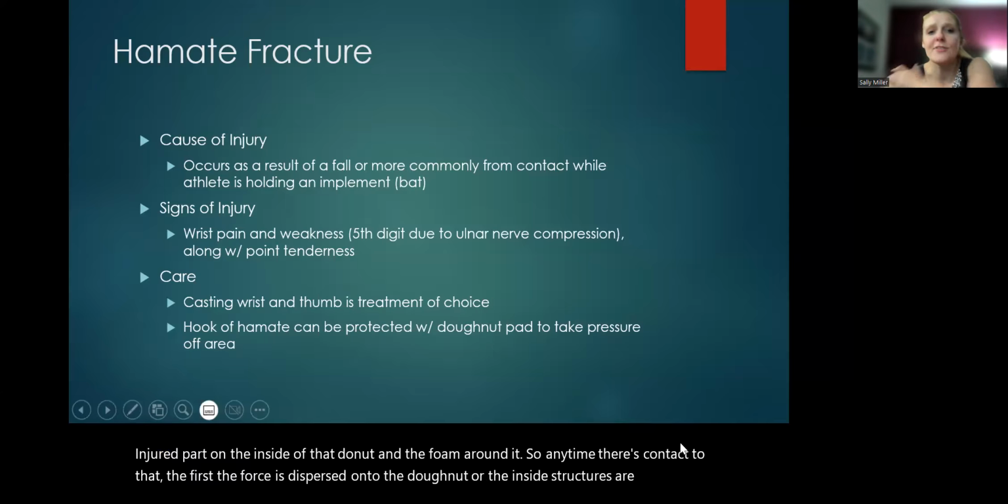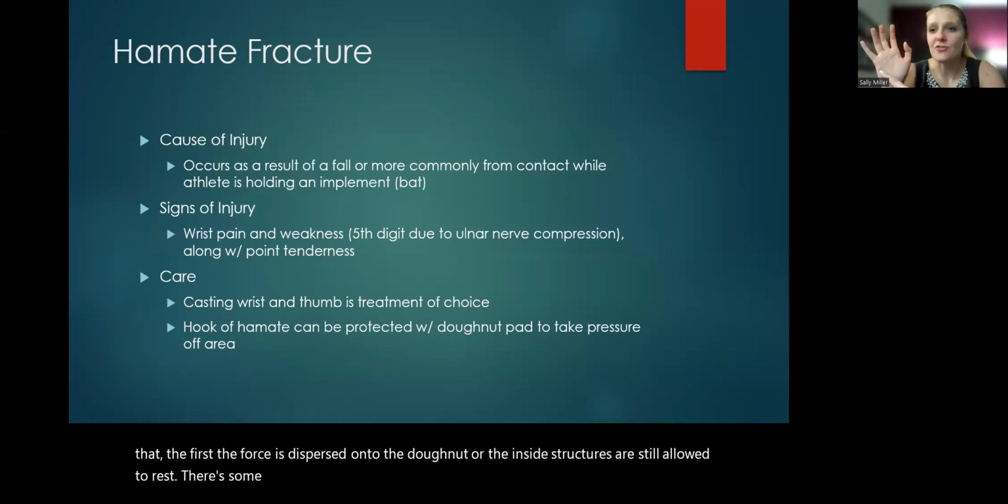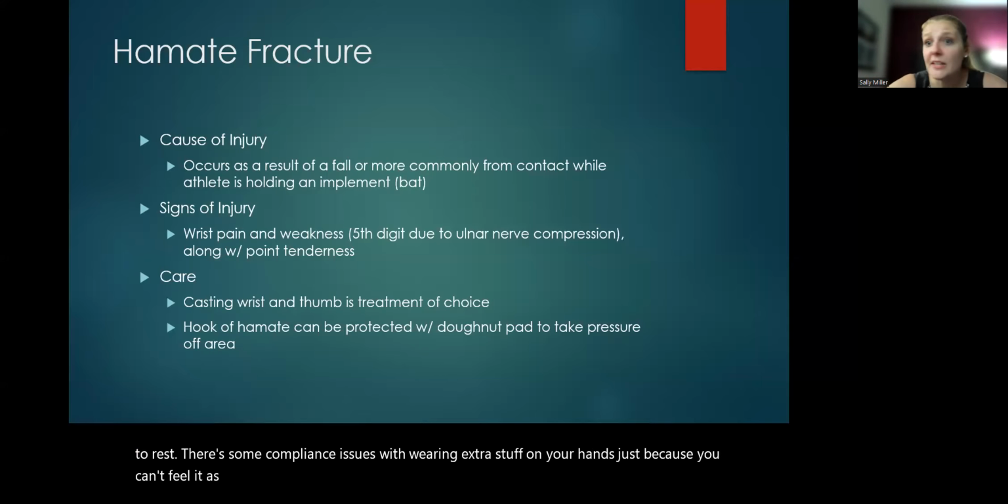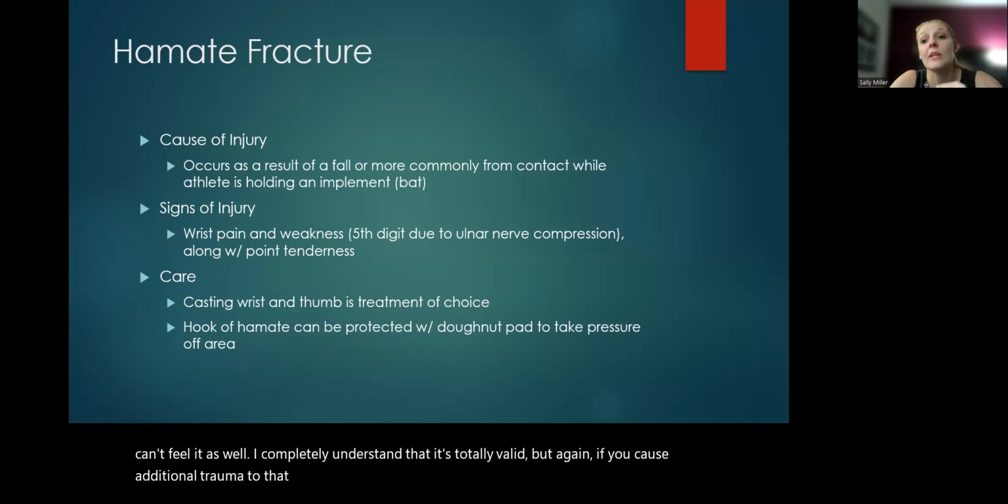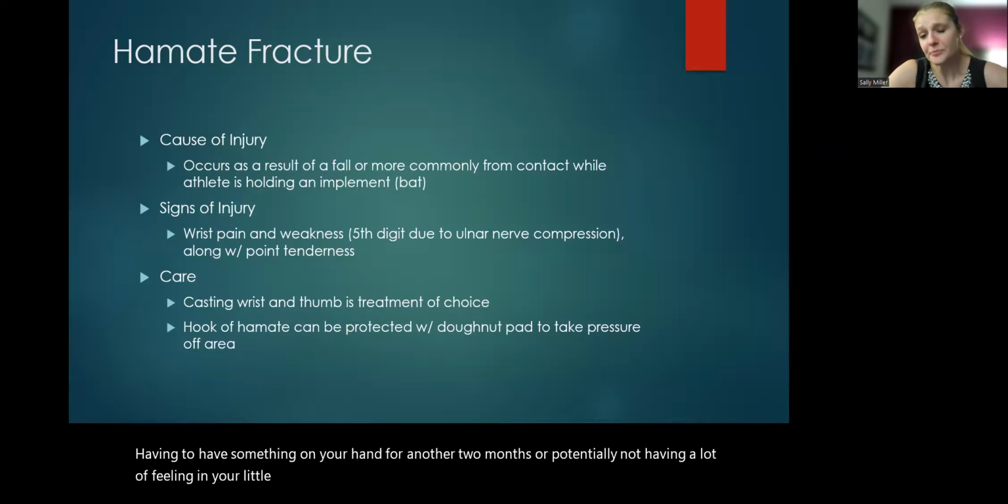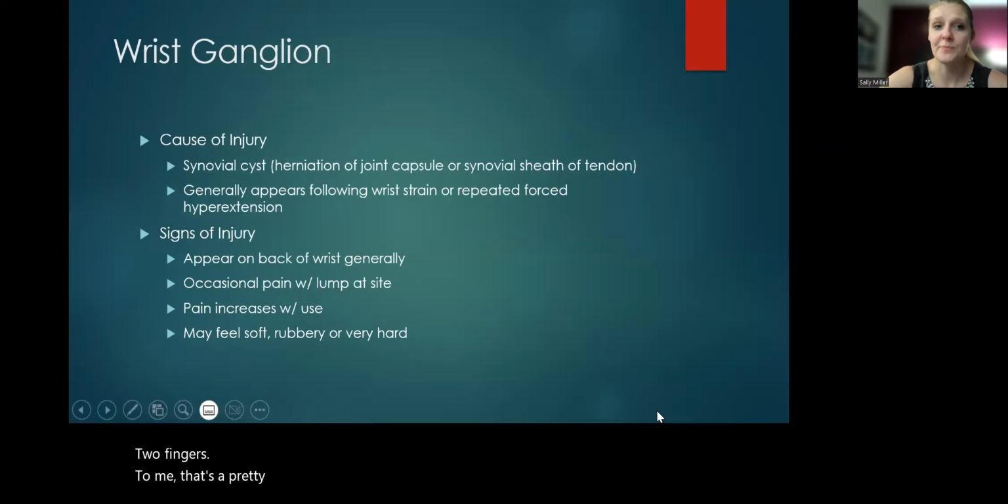There are some compliance issues with wearing extra stuff on your hands just because you can't feel as well. I completely understand that. It's totally valid. But again, if you cause additional trauma to that nerve, nerves are very slow to heal. So what's going to be worse? Having to have something on your hand for another 2 months, or potentially not having a lot of feeling in your little two fingers. To me, that's a pretty easy decision.